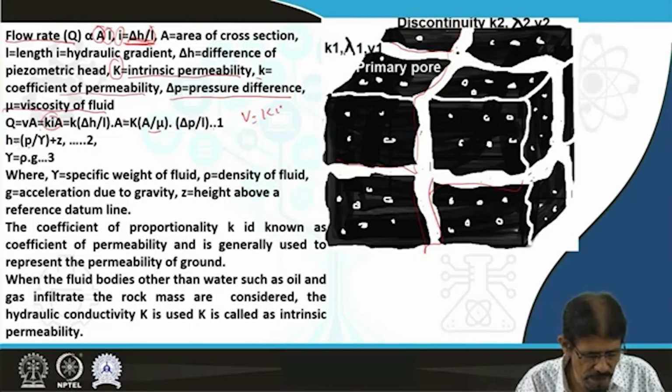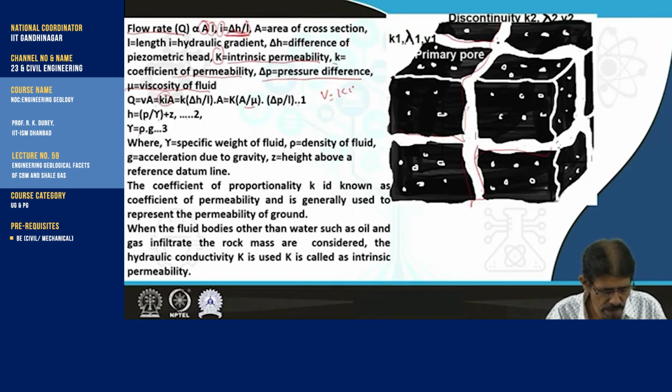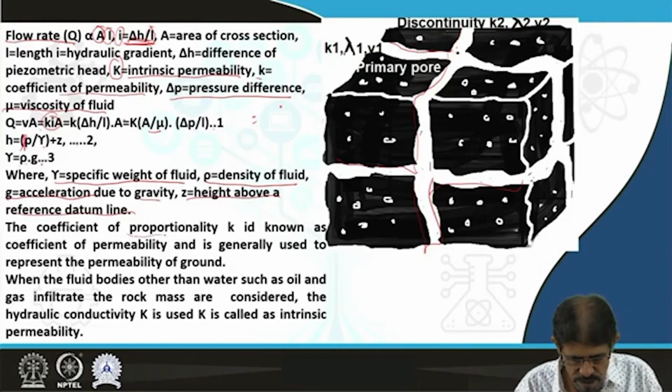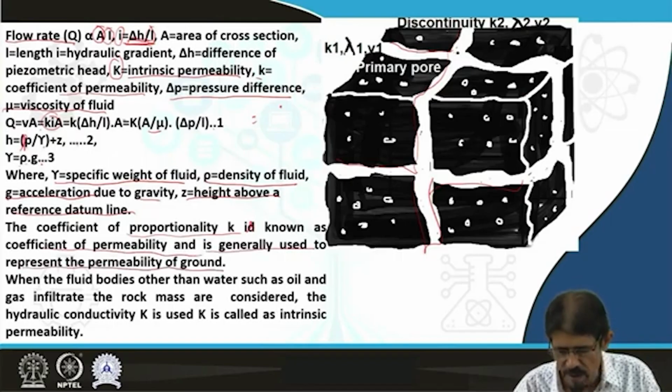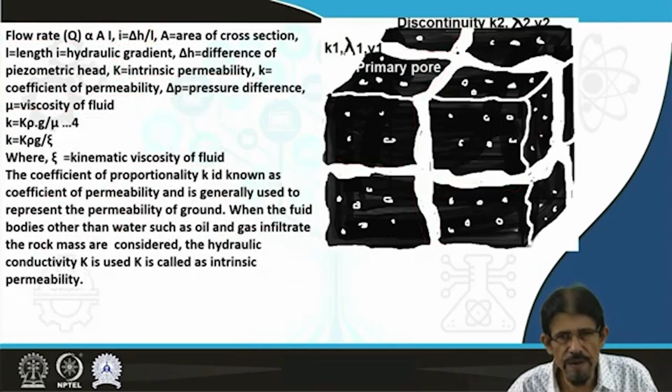where H is P by gamma plus Z, and gamma is rho into g. Here gamma is the specific weight of the fluid, rho is the density of the fluid, g is acceleration due to gravity, and Z is the height above the reference datum line. The coefficient of proportionality K is known as the coefficient of permeability and is generally used to represent the permeability of ground. So in such a case this K value is different.